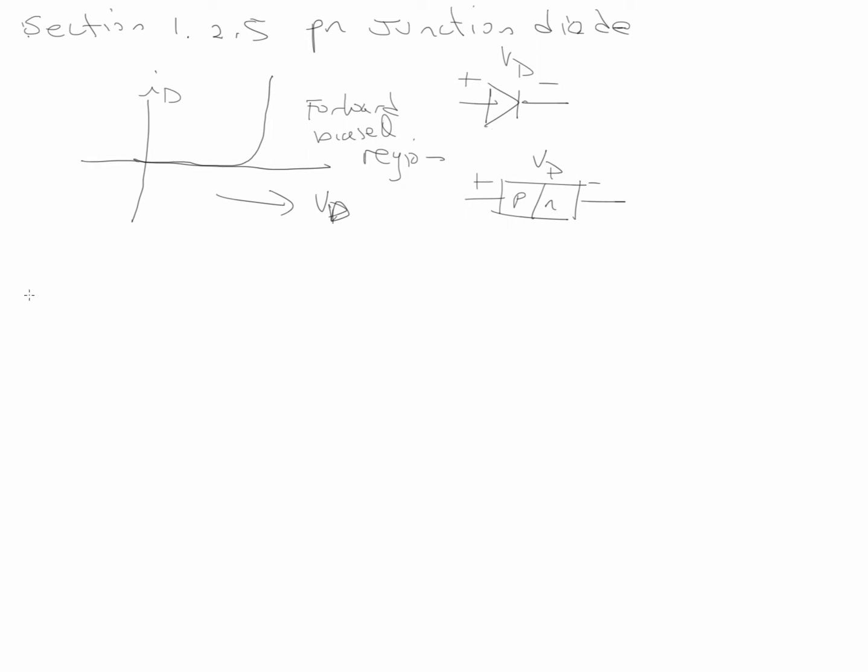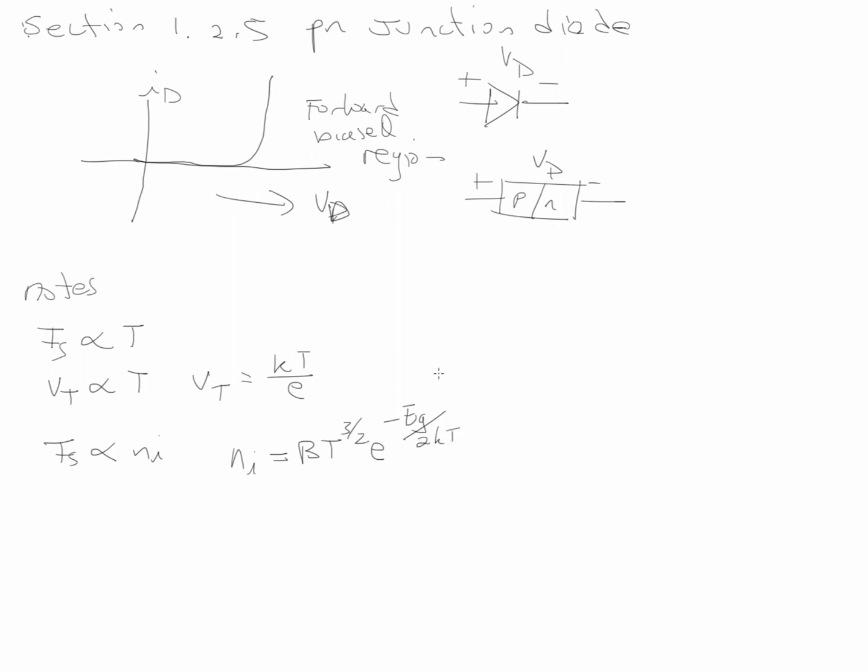And then they just have a couple of notes in that section, basically saying that your reverse saturation current is proportional to temperature, and also your thermal voltage is proportional to temperature. Remember, VT is equal to kT over e. And they also say that the reverse saturation current is proportional to ni. And remember, ni was equal to BT to the 3 divided by 2, e to the minus EG, that's the band gap energy, over 2kT. And they basically say IS doubles for every 5 degrees Celsius.